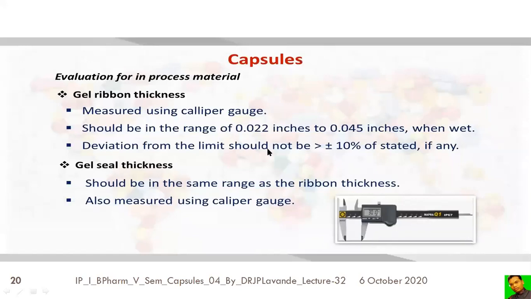Now the deviation from the limit should not be more than plus or minus 10% if it is stated. And if it is not stated, then it should remain in the range of 0.022 inch to 0.045 inch. MCQ question: gel seal thickness should be in the same range as the ribbon thickness. Again, in order to confuse, the question may be asked, what should be the gel seal thickness? So you should give the answer same as the gel ribbon thickness. And here also, to determine the gel seal thickness, the vernier caliper is used.